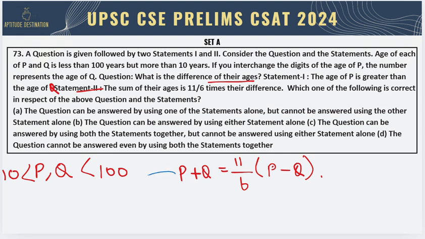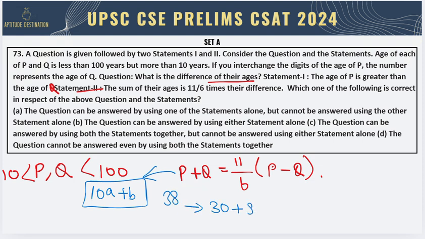Instead, what we are going to do is represent P in the format of 10A plus B. This is nothing but a representation of any two-digit number. For example, if I take 38, I can represent it in the form of 30 plus 8, which is 10 into 3 plus 8. So this is A and this is B, and AB combined is 38, but the representation is 10A plus B, right? I hope this concept is pretty clear to everyone, because this is a basic concept of how to represent two-digit numbers, three-digit numbers, and so on.